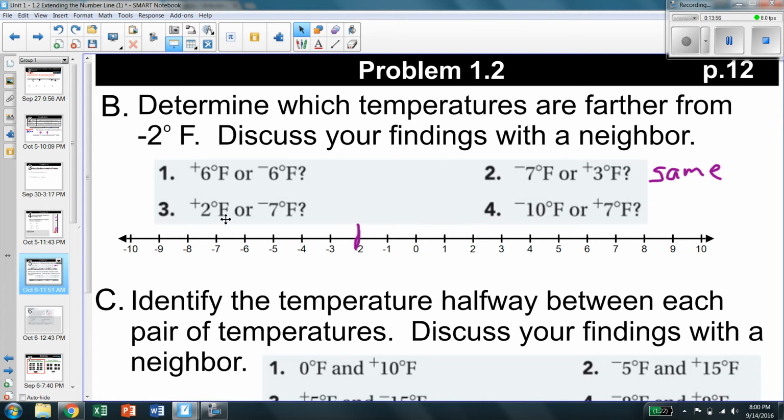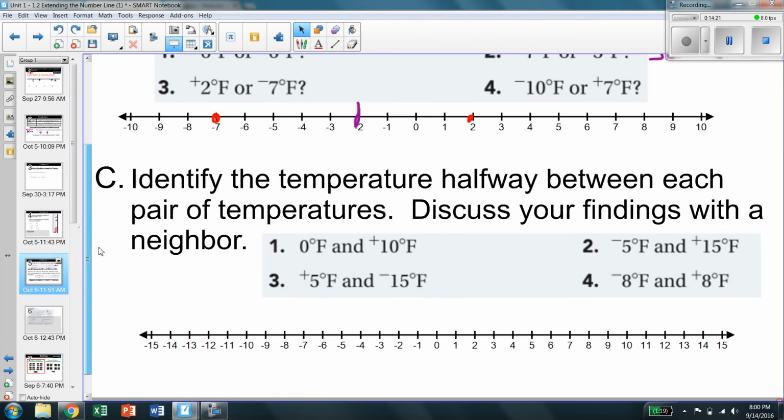How about +2 and let's use a different color. +2 and -7. Let's see. 1, 2, 3, 4, 5. 1, 2, 3, 4. Okay, so this one is farther away. Number 4, I think you can handle that one on your own.